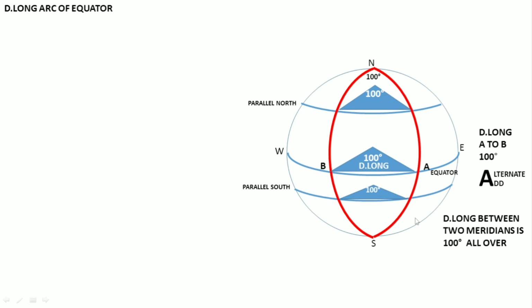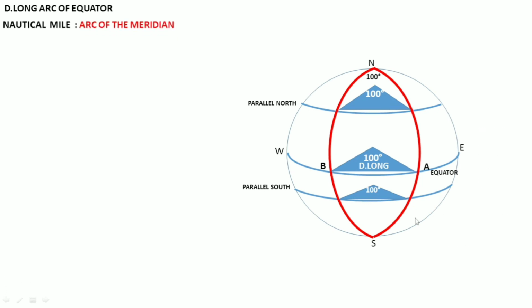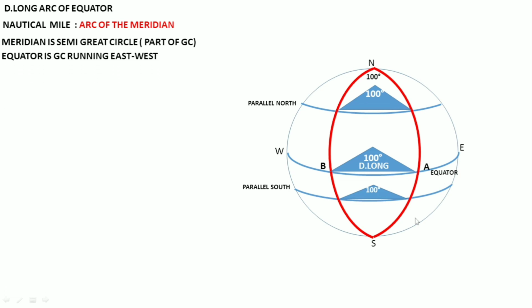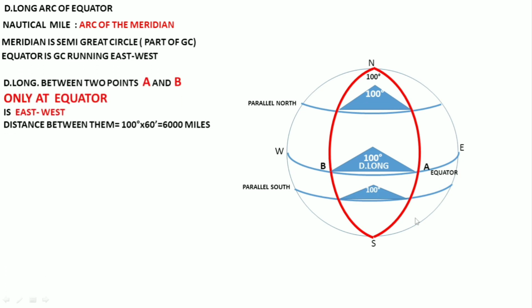Now, D long, arc of the equator, we talked about it. And equator, as we said, is the great circle. So D long can be converted into linear distance east and west, because equator is running east and west. So the d long, I can convert it into distance and say, yes, A and B are 6,000 miles apart at equator.